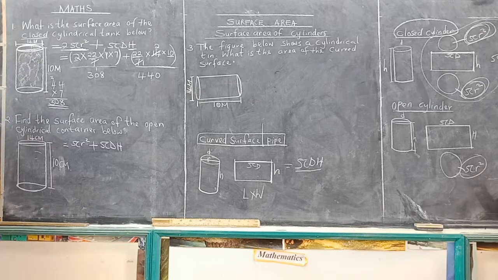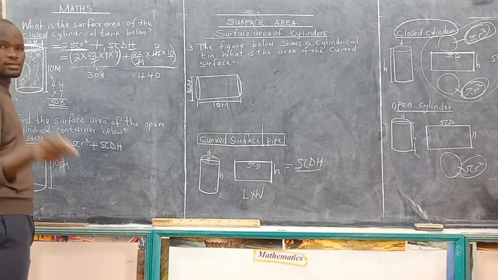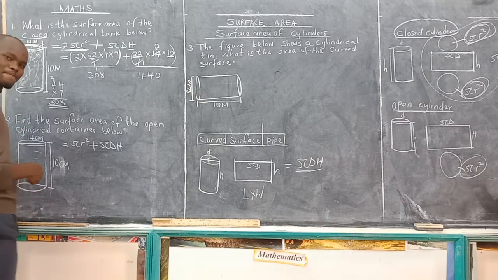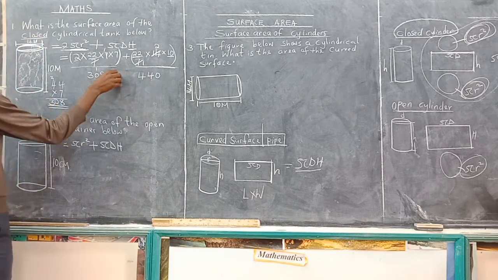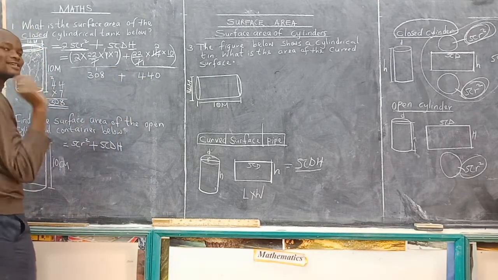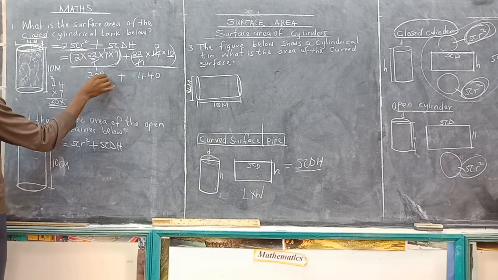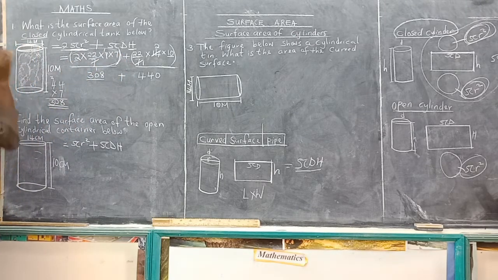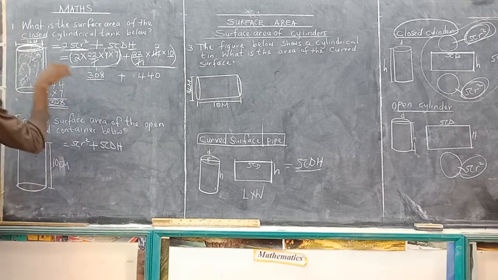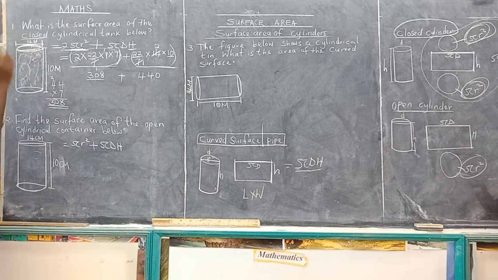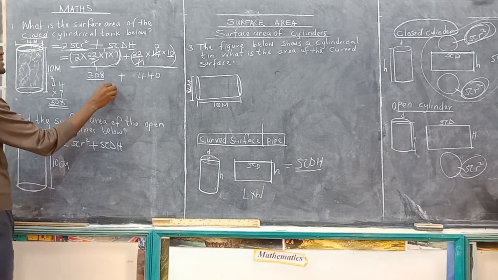Now, what is the total surface area? You add. That is correct. This was the area of the two circles. You can even get the area of each circle alone. You just say 22 over 7 times 7 times 7, you'll get 154. Two circles, you get 308.